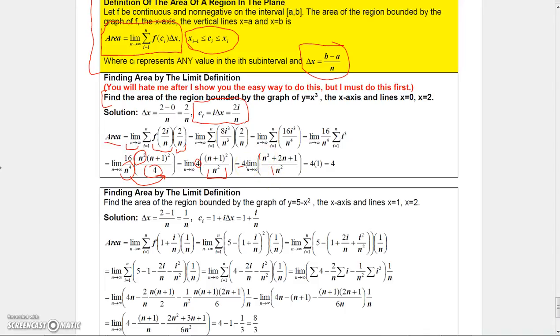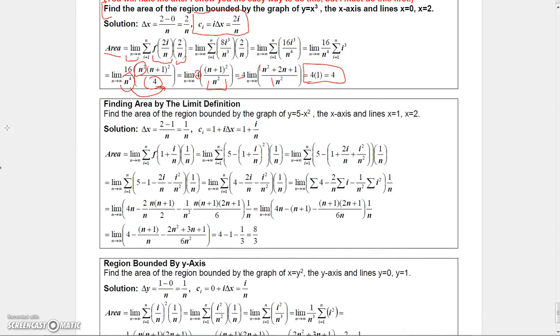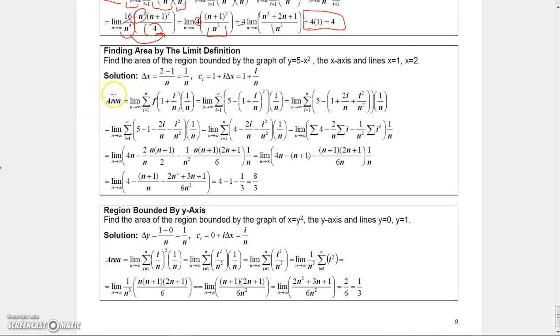And out here you have 4, so you have 4 times 1 over 1, which is simply 4. So that area is just 4 square units. Now, it gets a little more complicated if you have to find the area, say from 1 to 2 of a function, but let me just show you this for a minute.